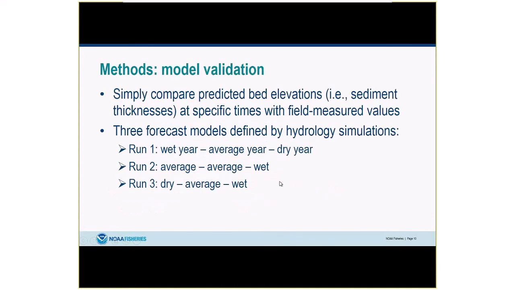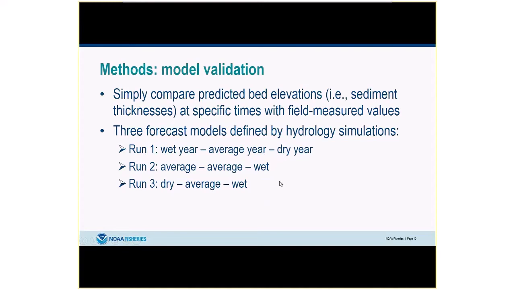So continuing methods, for our model validation, it was very straightforward. We simply compare predicted bed elevations, in other words, sediment thicknesses, at specific times with field measured values from those times. And we had, as I mentioned at the outset, 3 forecast models defined by the hydrology simulations. So 3 simulations total to validate.